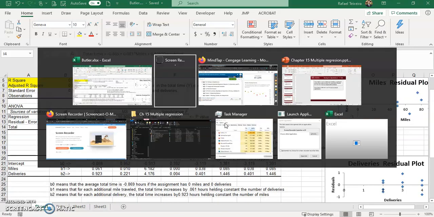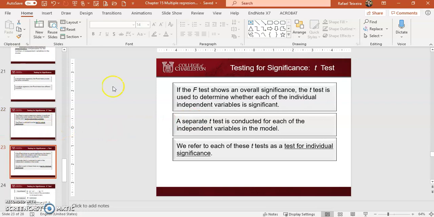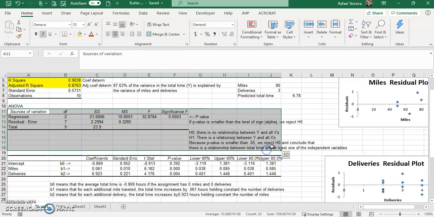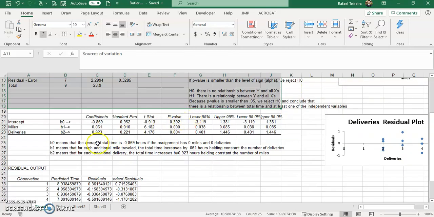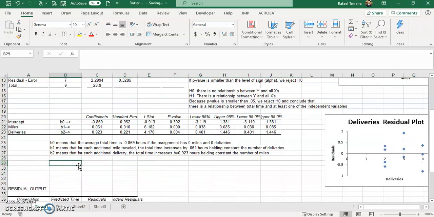We don't know which one of these two independent variables affects the total time or is statistically related. So let me go back to the slides. The F statistic is used to determine whether a significant relationship exists between the dependent variable and the set of all independent variables. Okay, now let's talk about the t-test. The problem with this ANOVA test is that we don't know which one of these independent variables is significant. So we solve this problem by using the t-statistic related to each one of the independent variables in this output table, okay?